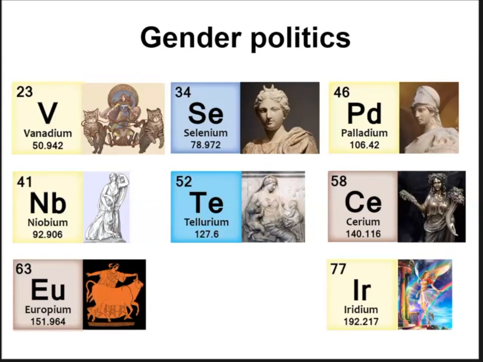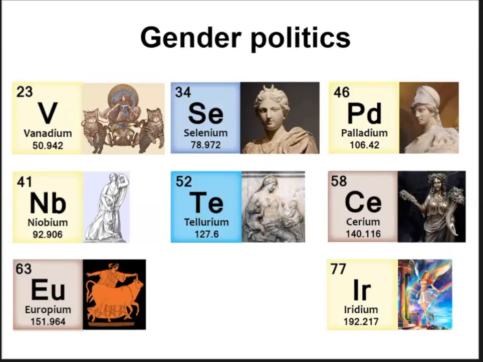This is Selene, the goddess of the moon. This is Pallas, or Athena, wisdom and war. This is Niobe, the goddess of tears, who cries for her children. Her hubris caused the death of her children, and she spent the rest of her time crying for them. This is Tellus, or Gaia, we might call her, the earth goddess. Cerium, so this is Ceres, the goddess of agriculture. This is Europa, who famously had a relationship with Zeus as a bull. And iridium, my granddaughter would love this, Iris, the goddess of the rainbow, because of the beautiful colors.